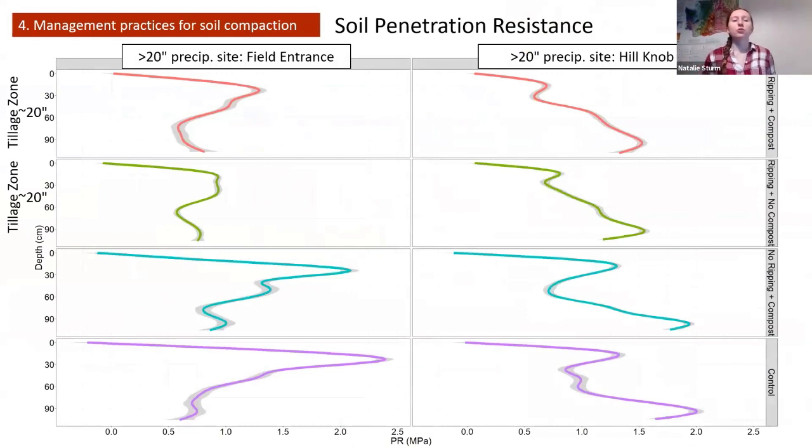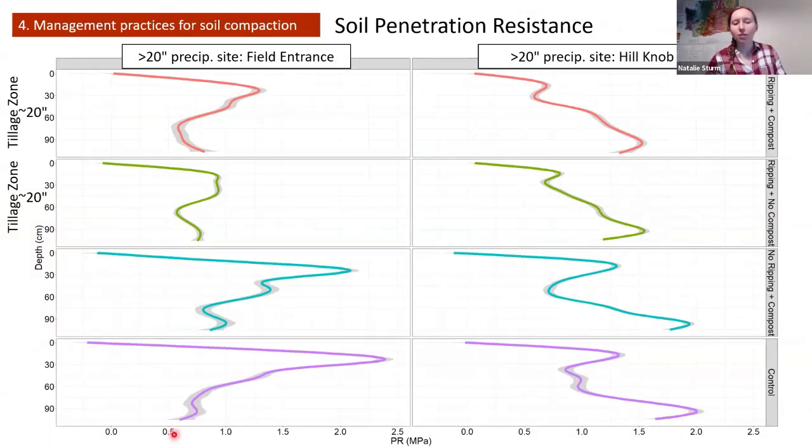So just to give you a little bit of preliminary information about what we found 1 year after doing these treatments, let me orient you to what's going on in this graph here. This is from our higher precipitation site. These graphs are looking at that penetration resistance, or how hard or easy it is for something to go through the soil, whether that's the penetrometer in this case, but that kind of relates to roots as well.